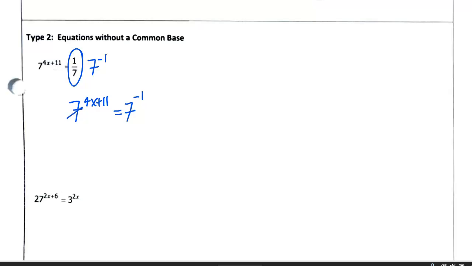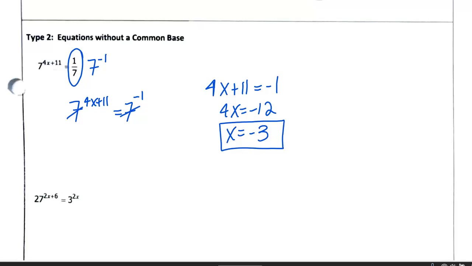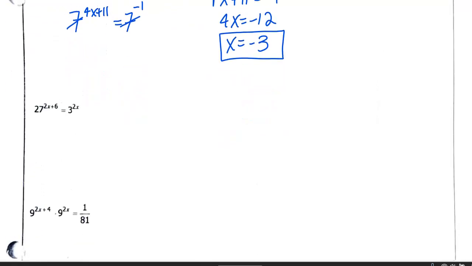Now we can drop this base of 7 because we have that single base, and we just solve for our exponents. So 4x plus 11 equals negative 1. Let's subtract 11 from both sides, and we get x equals negative 3. Super simple. All right, let's look at the next example.